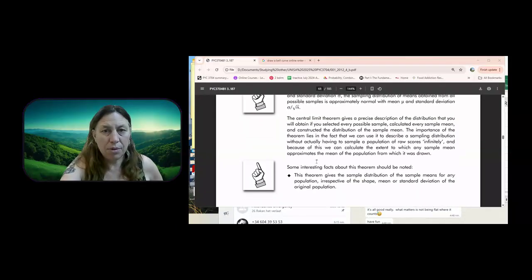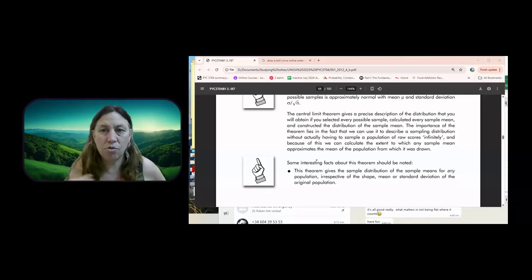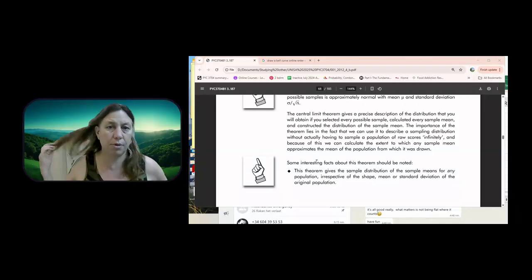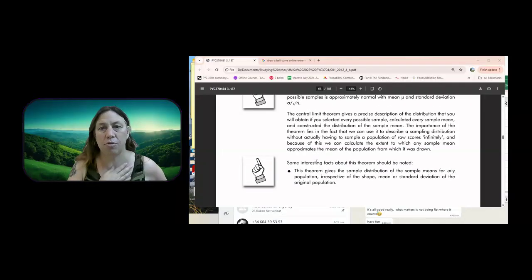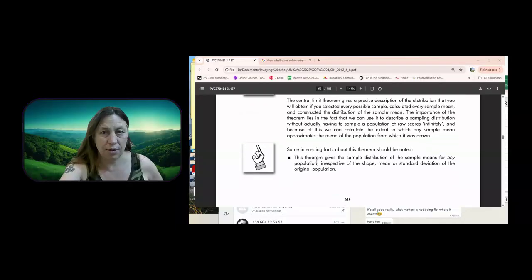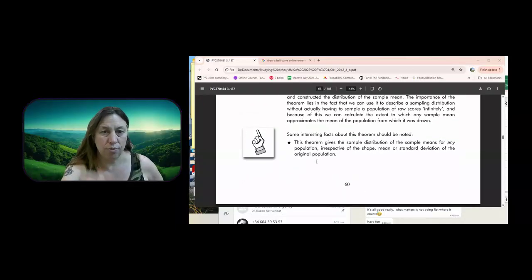So, the central limit theorem gives a precise description of the distribution that you will obtain if you selected every possible sample, calculated every sample mean, and constructed the distribution of the sample mean. The importance of the theorem means that we can use it to describe a sampling distribution without having to actually sample a population of raw scores infinitely. So you can start to understand the big picture from a smaller slice, okay?